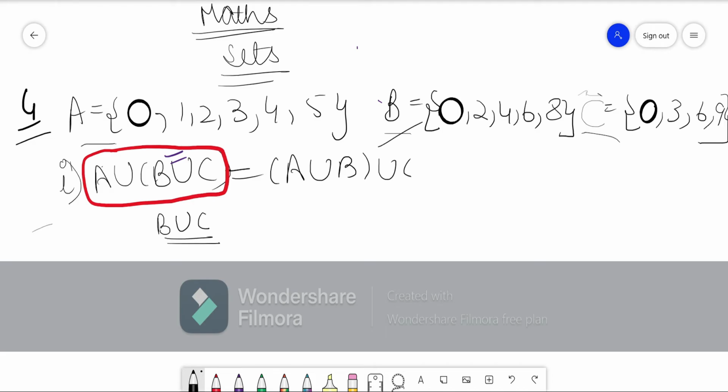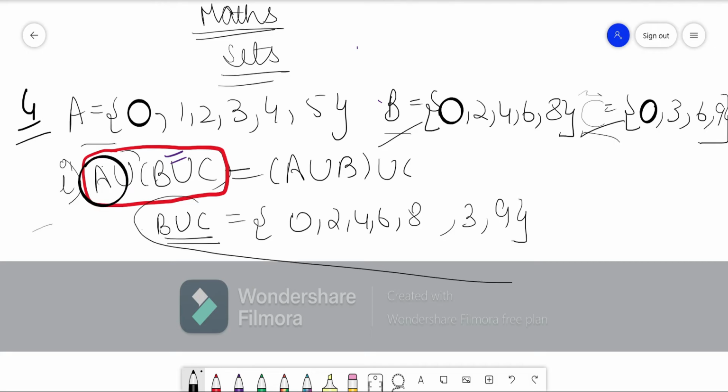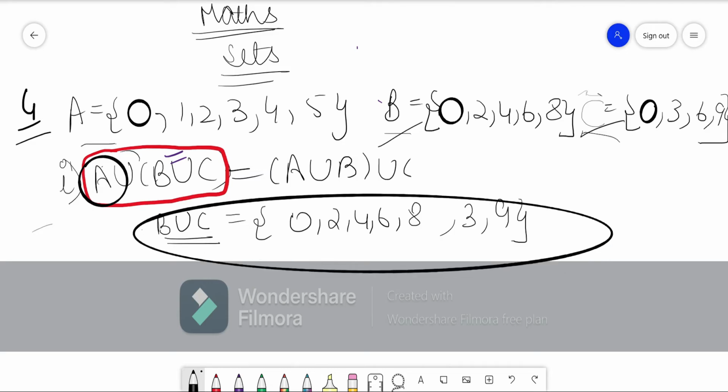All the elements of B as well as all the elements of C. So that set will be 0, 2, 4, 6, 8. I write the elements of one set first and then further, right? So 0 is done, 3 and 9, 6 is also done, right? So B union C you found out. Now you have to find out A union (B union C). That means you write the set A and this whole set together. Okay.